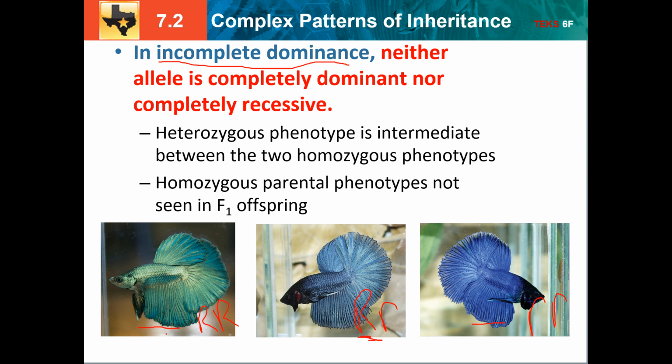But in incomplete dominance, you get kind of a blending of the two, where the heterozygote has a completely different phenotype, or a completely different physical feature, than the homozygous dominant and the homozygous recessive. So it's something of an intermediate.